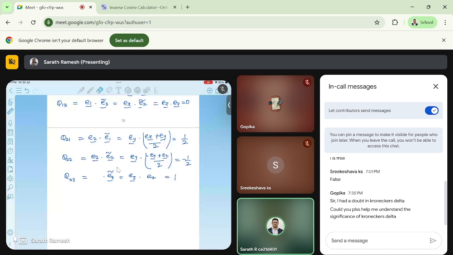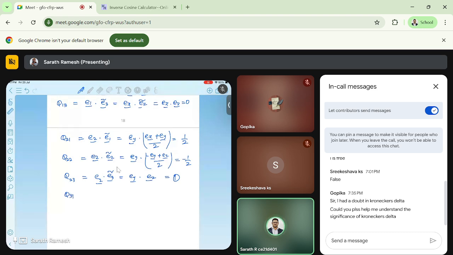E2 dotted with E3 tilde. E2 is Ey, correct. Ey, E3 tilde is Ez, so this becomes 0, correct? Is this right now? Yes. Okay. Last row, Q31.